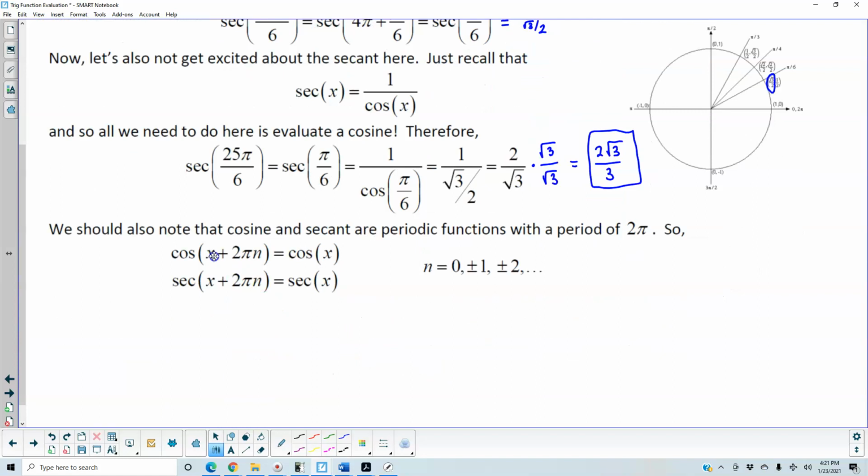Now, we should also note that the cosine and secant are periodic functions with a period of 2 pi. So the cosine of x plus 2 pi n is equal to the cosine of x, and the secant of x plus 2 pi n is equal to the secant of x, provided that n is equal to 0, plus or minus 1, plus or minus 2, and so on.